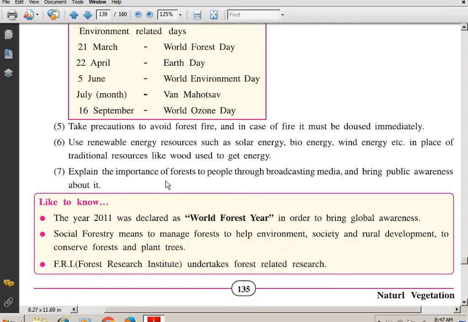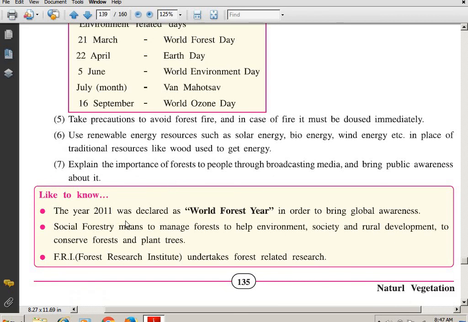Besides this, like to know is that the year 2011 was declared as World Forest Year in order to bring global awareness. To bring the awareness globally, the World Forest Year was declared in 2011. Students, that's why I said go globally, go green, plant trees and bring awareness. Any mottos, any caption you can write to bring awareness.